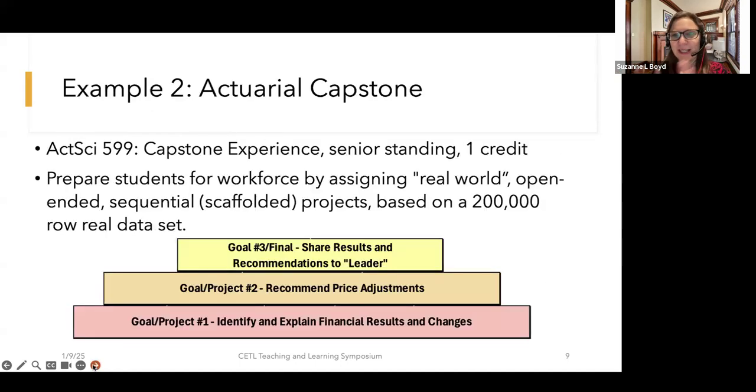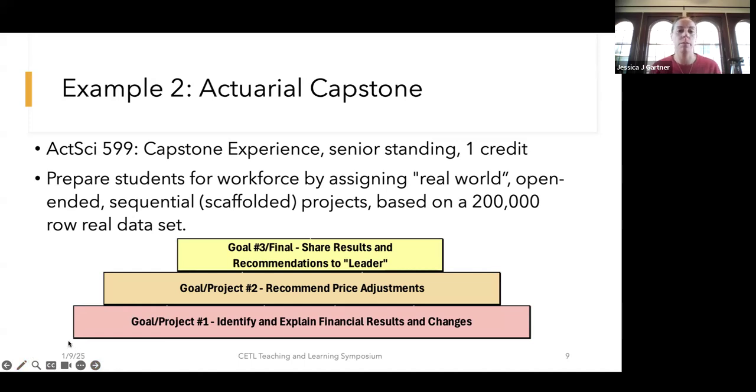I'm going to turn it over now to Jessica to talk about a different kind of project for her actuarial science classes. Yeah, so I'm still in the math department, but within the math department, we have an actuarial science program or major. And so this particular example is for Actuarial Science 599, which is our capstone course.